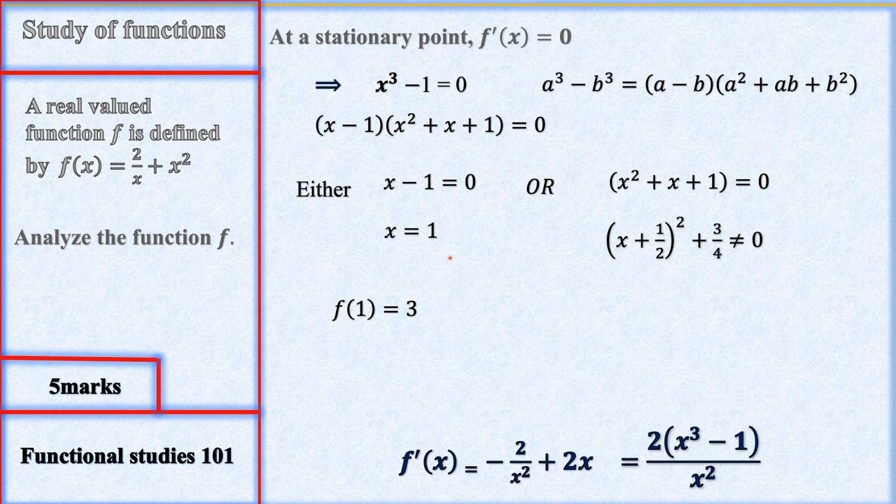So we have to evaluate the function value at that point. F of 1 means we replace x by 1, and that will give me 2 over 1 plus 1 squared, that is 3. So my point A, having coordinates (1, 3), is a stationary point. At the stationary point, f prime of x equals 0. So let's move on to the next part of the problem.